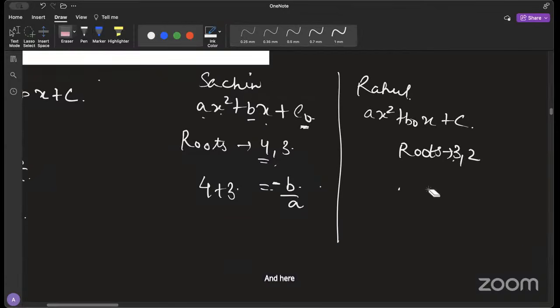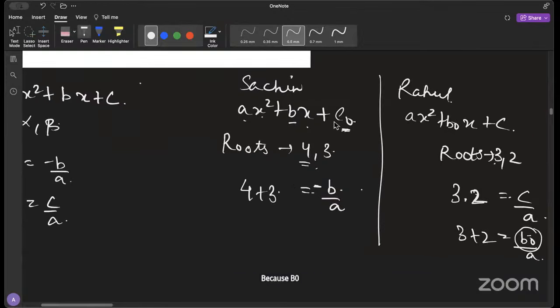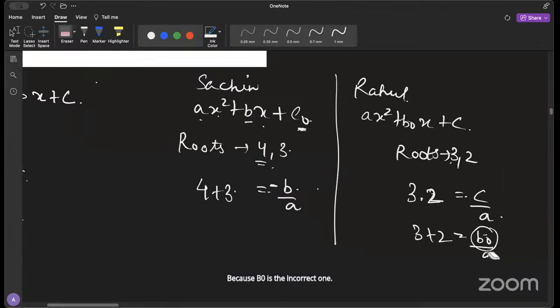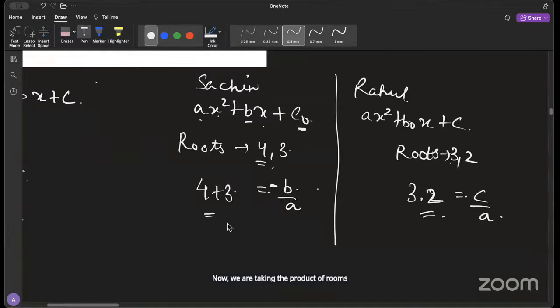And here we are taking the product of roots instead of the sum of roots. So we'll do 3 times 2, because the product of roots is c by a. And the sum of roots is minus b by a. But we don't need b, right? Because b is the incorrect coefficient that Rahul has noted down. So we don't need that. That's why here we are taking the product of roots, and here we are taking the sum of roots.